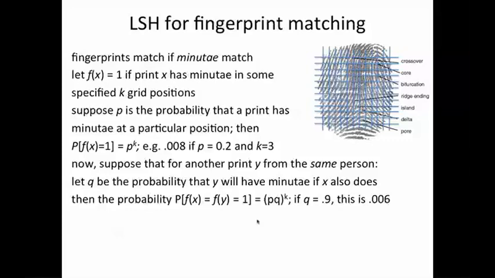Now that's not so nice that both x and y get a yes match with the function f is only happening with the probability 0.006.